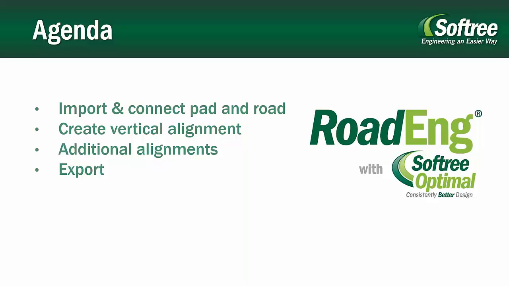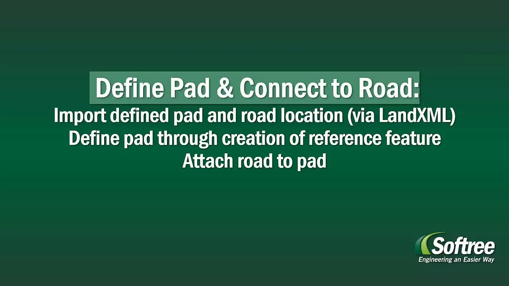Go through and show you some additional alignments and how to bring those in, and then how to navigate between your different road segments. And then finally, just a quick look at exporting and what we can do from there. So our first portion of this demonstration is going to be defining the pad and then connecting it to the road. And as I just mentioned, we're going to import the defined pad and road location via land XML. Then we're going to define that pad through the creation of a reference feature and attach the pad to the road.